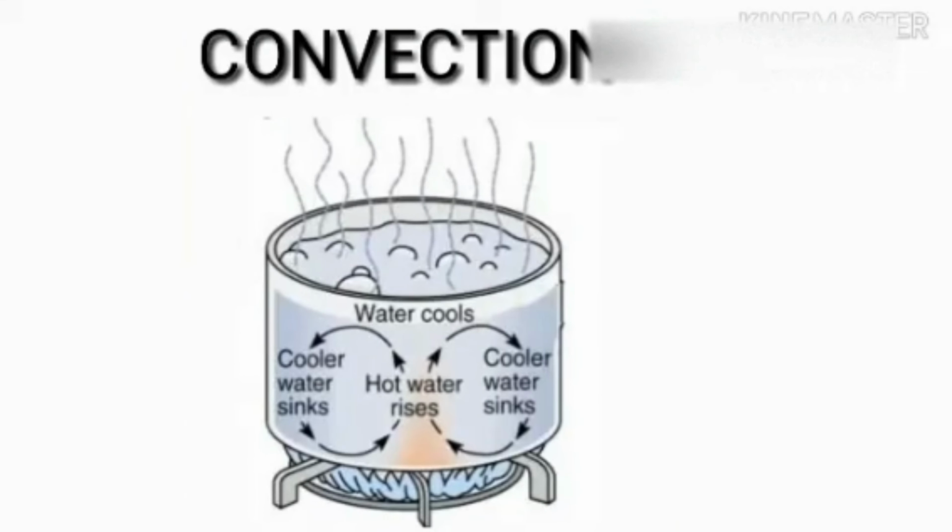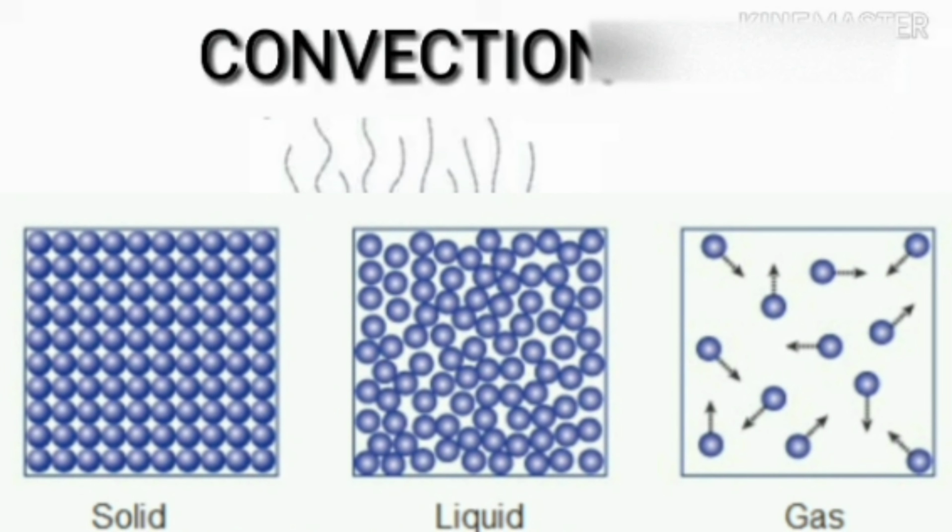Convection: the heat transfer method that generally occurs in fluids is known as convection. Liquids and gases are examples of fluids. Unlike solids, particles of the fluids are free to move because of space between the particles. So when a fluid is heated, the particles start moving fast due to the increase in kinetic energy, resulting in transfer of heat from one place to another.